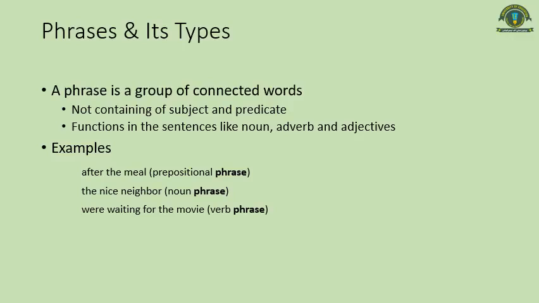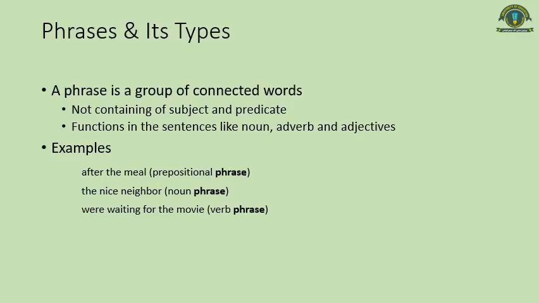In today's lesson, we will learn about phrases and the 7 common types of phrases. As you know previously, a phrase is a group of connected words, and unlike a clause, a phrase doesn't contain a subject or predicate. Phrases can function in the sentence like nouns, adverbs, and adjectives.